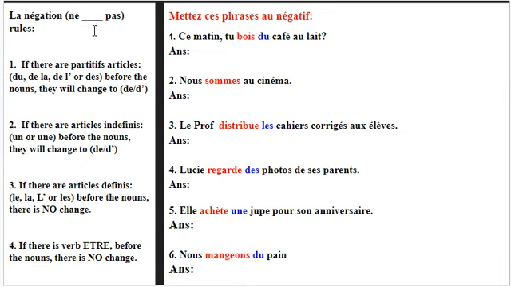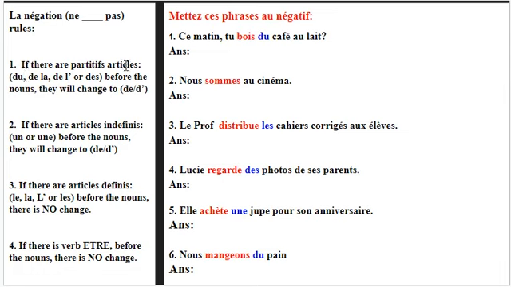The first rule is to identify the verb, okay? And when you have found the verb, you put ne before it. This space here is for the verb. You put the verb, and after the verb, you put pas. But there are some other rules that we have to take care of, okay? Here is rule one.